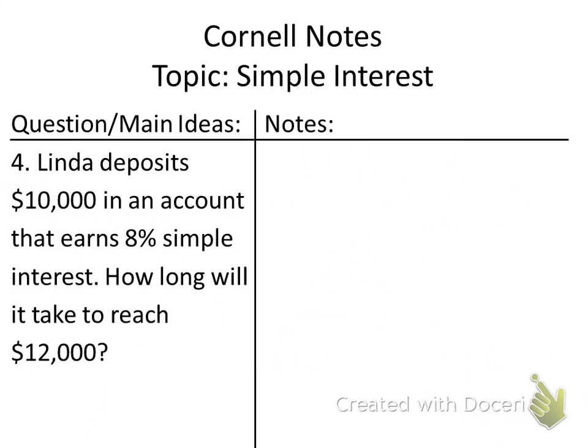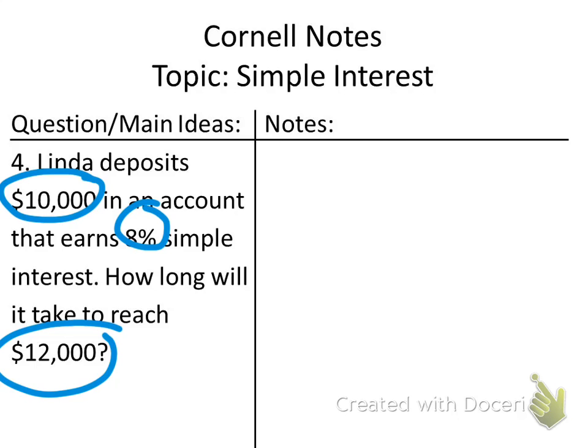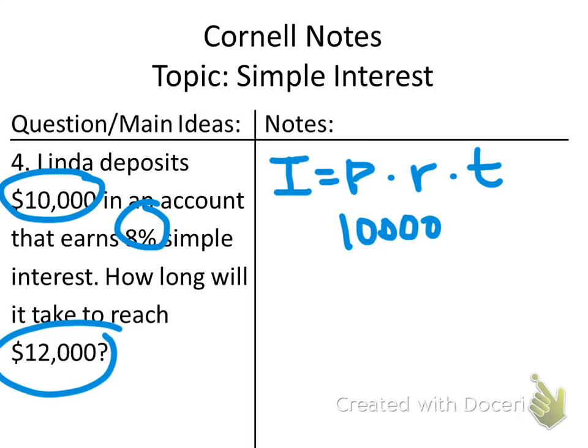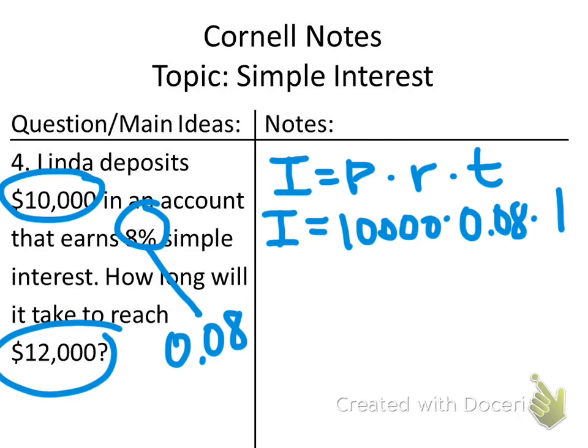Number 4, Linda deposits $10,000 in an account and that earns 8% simple interest. How long will it take to reach 12,000? So this is, again, interest equals principal times rate times time. So her principal is 10,000. Her rate, 8% is 0.08. And her time would be 1 year. How much interest does she make? Well, if you multiply these together, we find that in 1 year, her interest is $800.